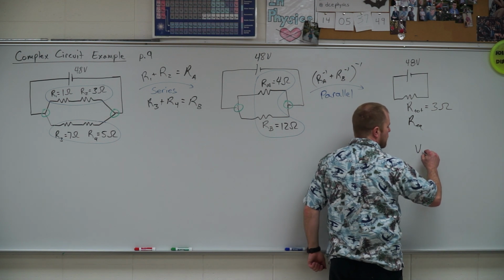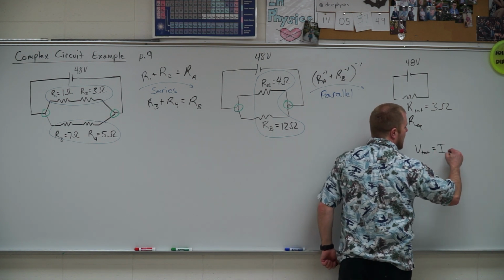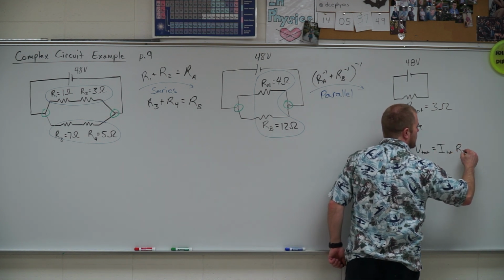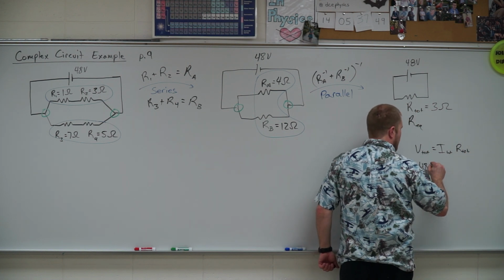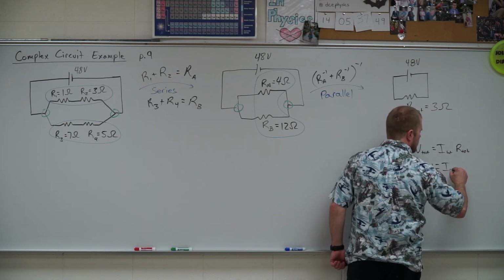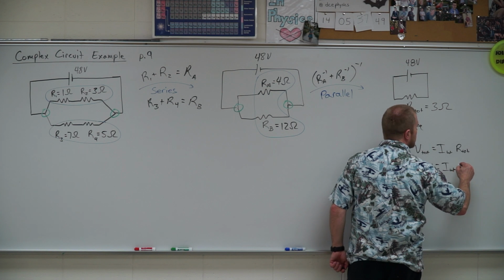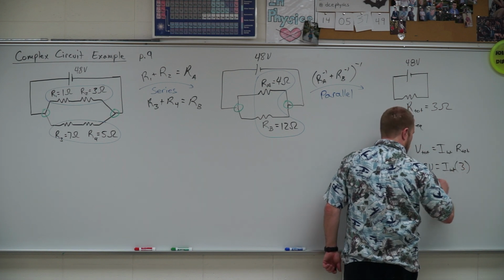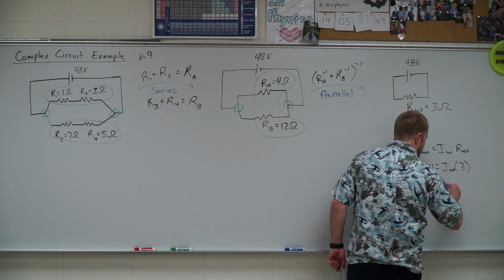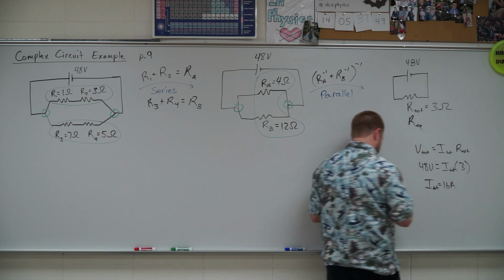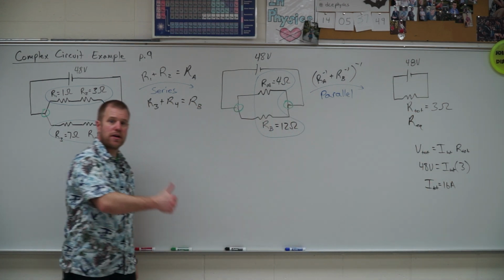So using Ohm's law, V total equals I total times R total. So I have 48 volts equals the total current times the total resistance of 3 ohms. And so I get a total current of 16 amps. All right, let's start working backwards.